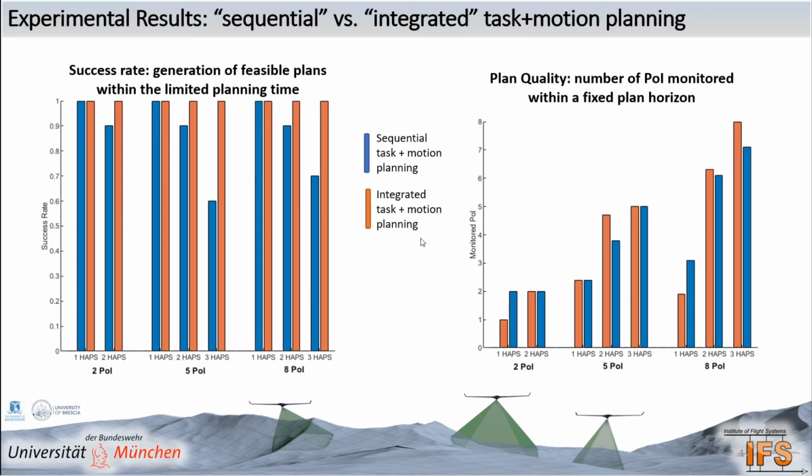So we ran some performance tests. First of all, what we observe is with the integrated task and motion planning method, we have a higher success rate of generating feasible plans compared to the sequential task and motion planning method. And secondly, within the same plan horizon, plans generated by both approaches produce comparable plan quality. So in terms of the amount of rewards collected, or rather the number of points of interest monitored within the plan horizon.